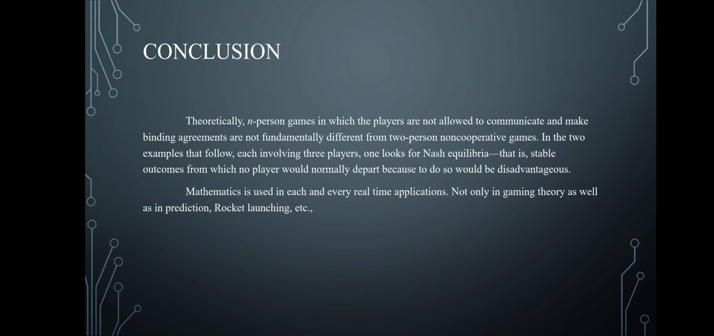So we come to the conclusion. Theoretically, n-person games in which the players are not allowed to communicate and make binding agreements are not fundamentally different from two-person non-cooperative games. In the two examples that follow, each involving three players, one looks for Nash equilibria, that is, stable outcomes from which no player would normally depart, because to do so would be disadvantageous.